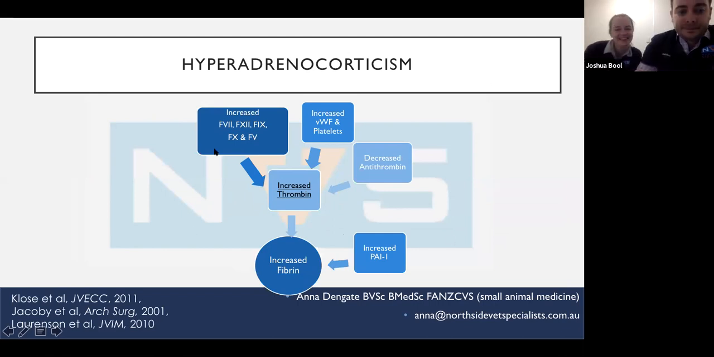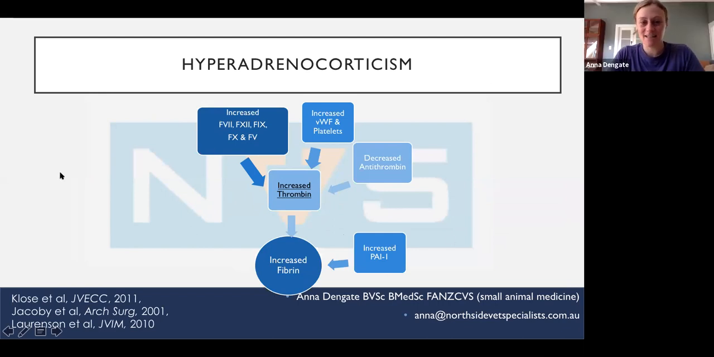So the question said, discuss hypercoagulability with reference to 3 conditions. So I'm going to go through a few conditions that cause hypercoagulability, and there's way more than 3. But the one I think we deal with most commonly as clinicians is hyperadrenocorticism.